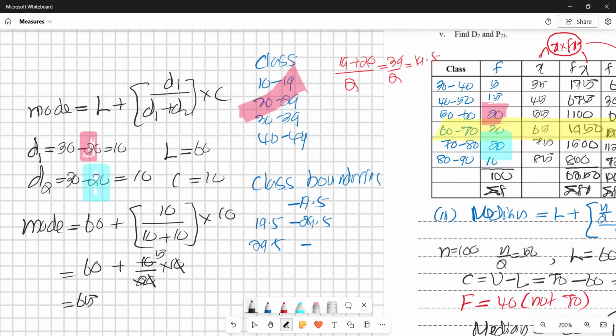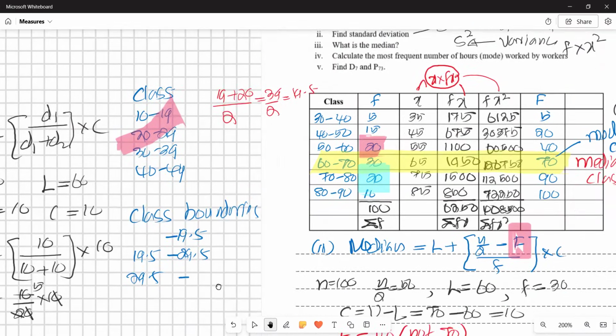Mode, the most frequent value, is 65. This is how we calculate it. D1 is the frequency difference between the modal class and the preceding class. D2 is the frequency difference between the modal class and the next class. Therefore, the mode is 65 here.